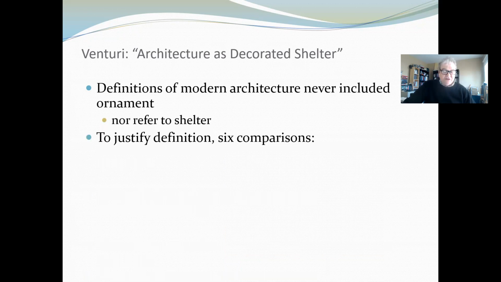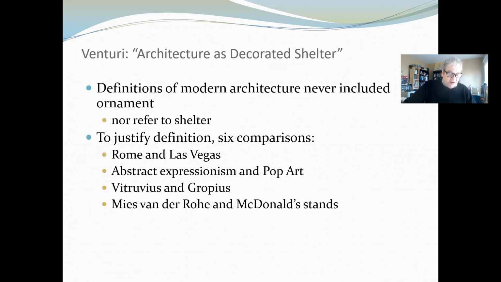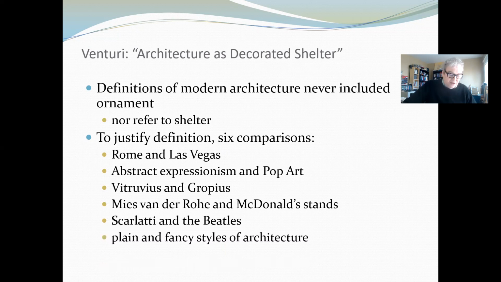To justify this definition, I shall use 6 comparisons, says Venturi. Rome and Las Vegas, abstract expressionism and pop art, Vitruvius and Gropius, Mies van der Rohe and McDonald's stands, Scarlatti and the Beatles, that was a musical group from the 60s, plain and fancy styles of architecture.